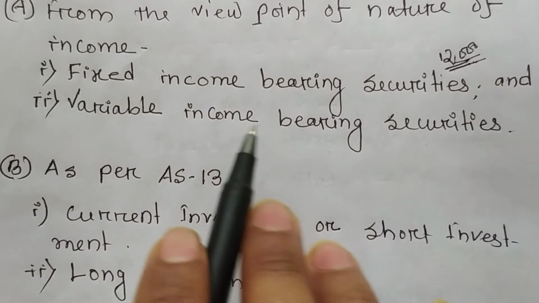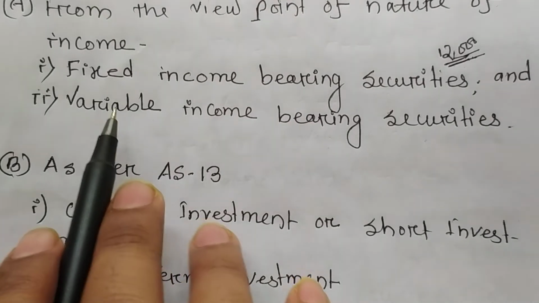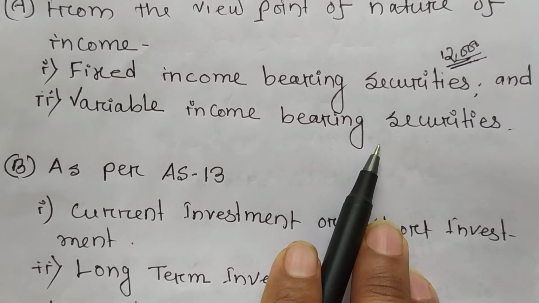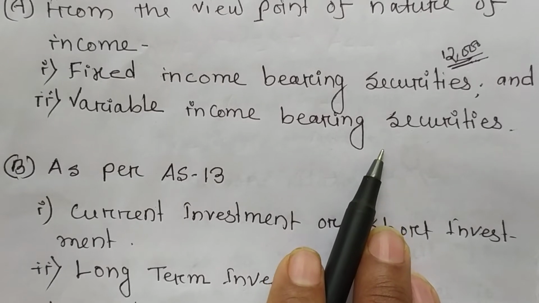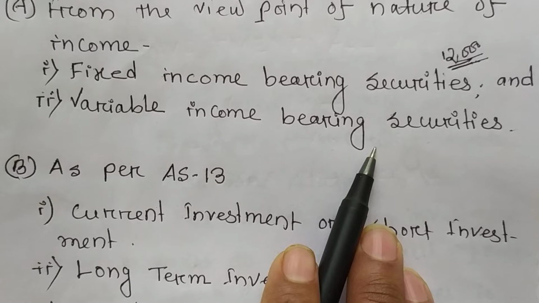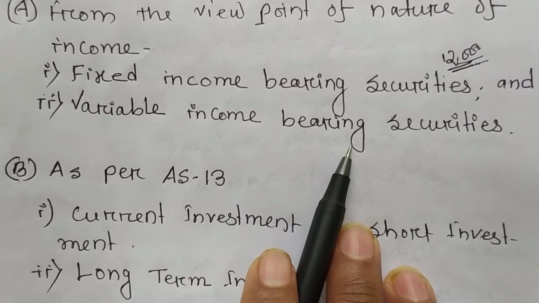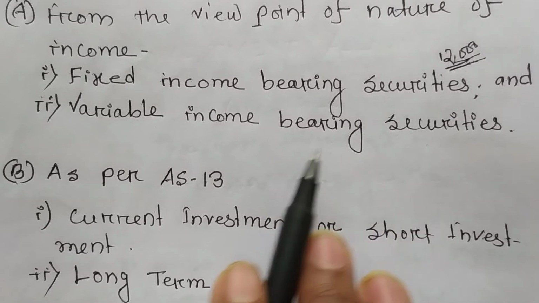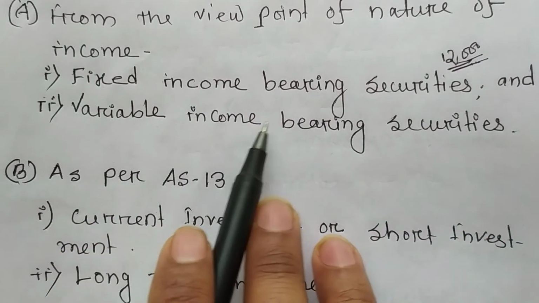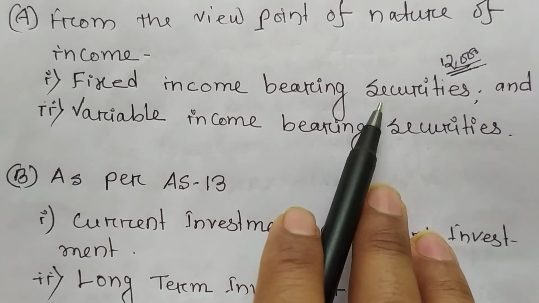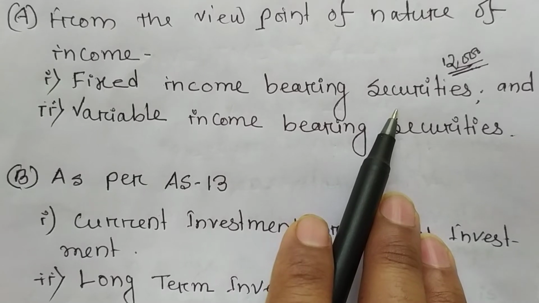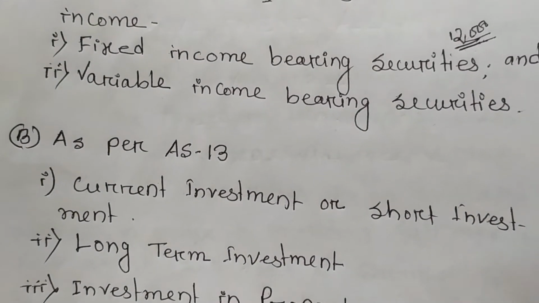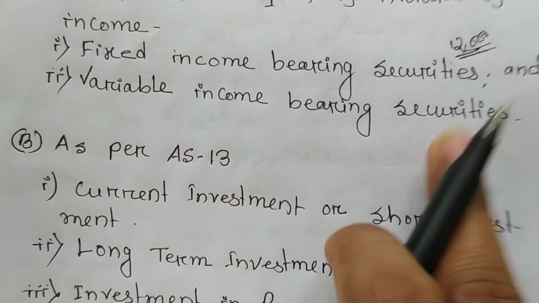And the second one is variable income bearing securities. This is just the opposite of fixed income bearing securities. In this kind of securities, the investor does not get a fixed rate of income. Their income varies from time to time, from period to period. Say for example, an investor invests in equity shares, and his earning will not remain constant in different time periods. His income will change. So the basic difference is that fixed income bearing securities give us a fixed rate or fixed amount of income at different time periods, but in case of variable income bearing securities, the income does not remain constant. It changes from time to time.